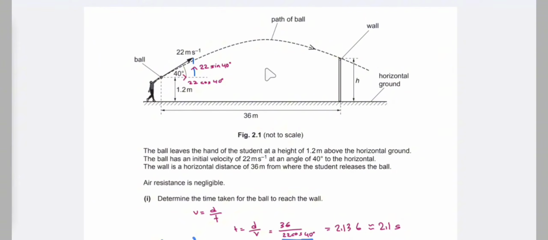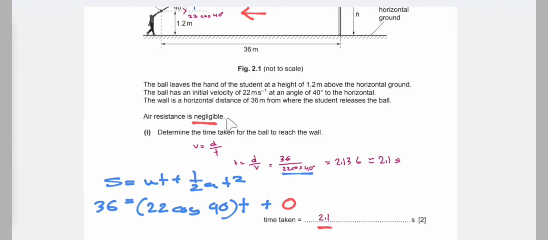Because the ball is moving in the horizontal direction and there is no force opposing the horizontal direction, because the air resistance is negligible. Since there is no opposing force, the horizontal velocity remains the same. Since the horizontal velocity remains the same, the acceleration is 0.